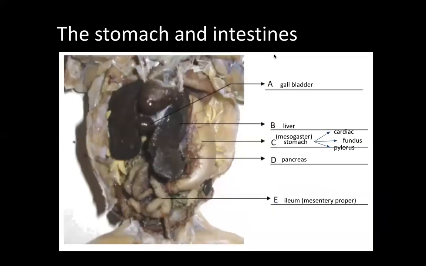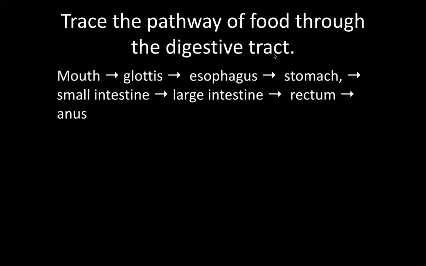For the organs found in the abdominal structure of the toad that represents the stomach and the intestines, A is the gallbladder that stores the bile from the liver. B would be one of the lobes of the liver. C is the stomach, which can be divided into three parts, the cardiac, fundus, and pyloric regions. The connective tissue that attaches the stomach to the body of the frog is called the mesogaster. D is the pancreas, and E represents the ileum of the small intestine.